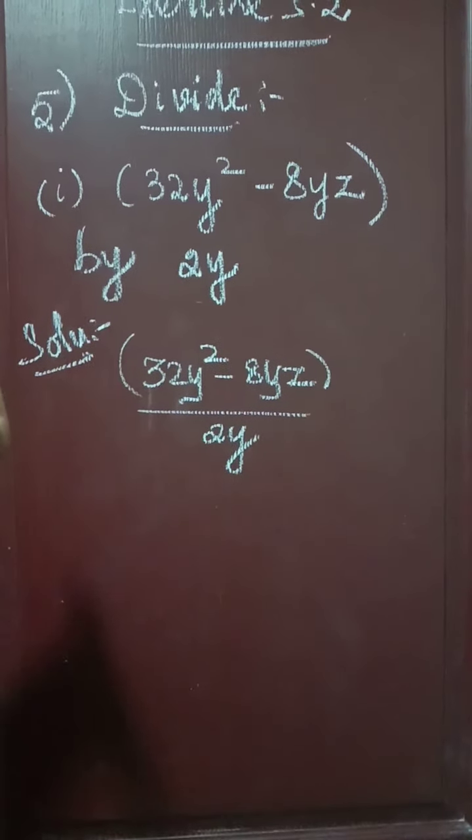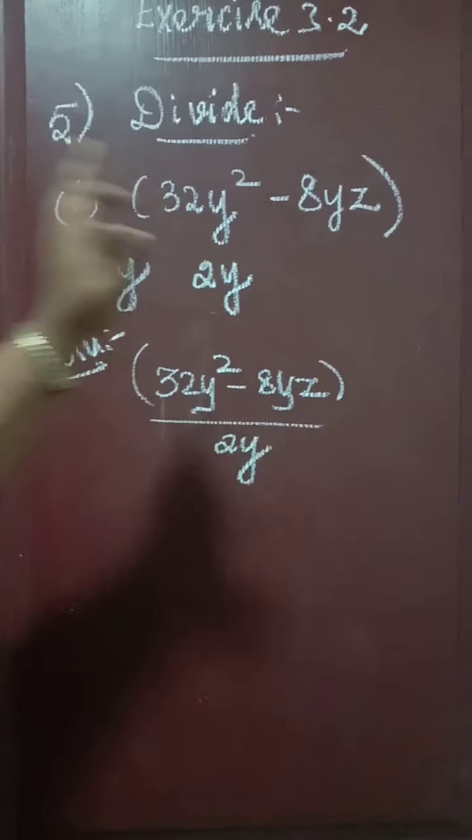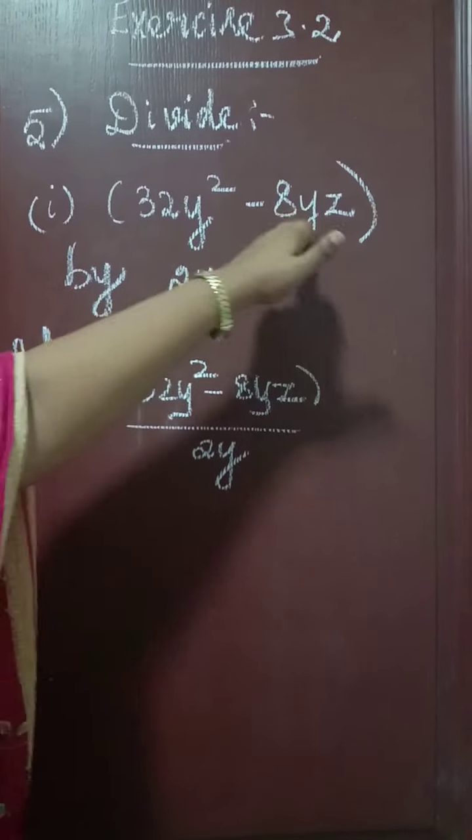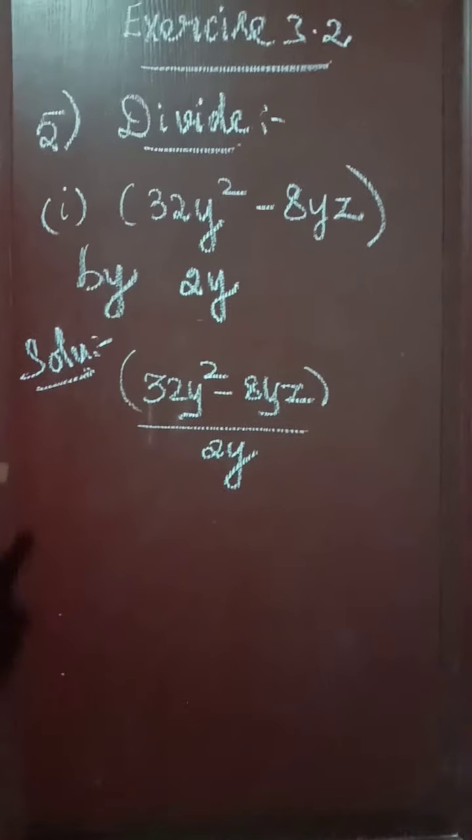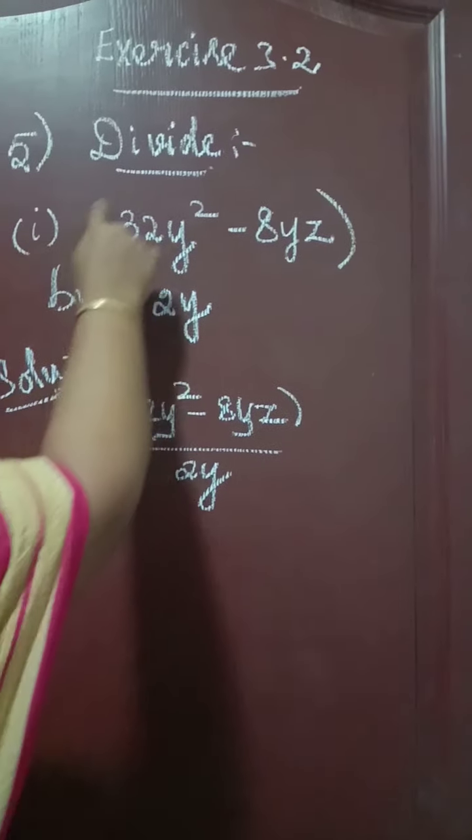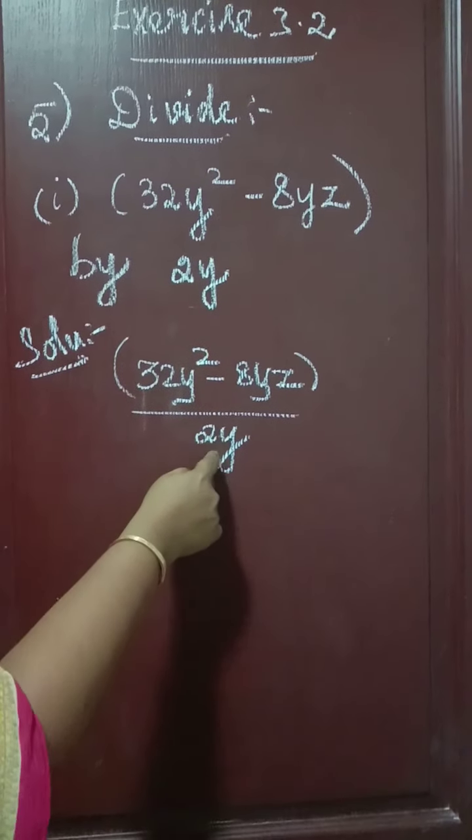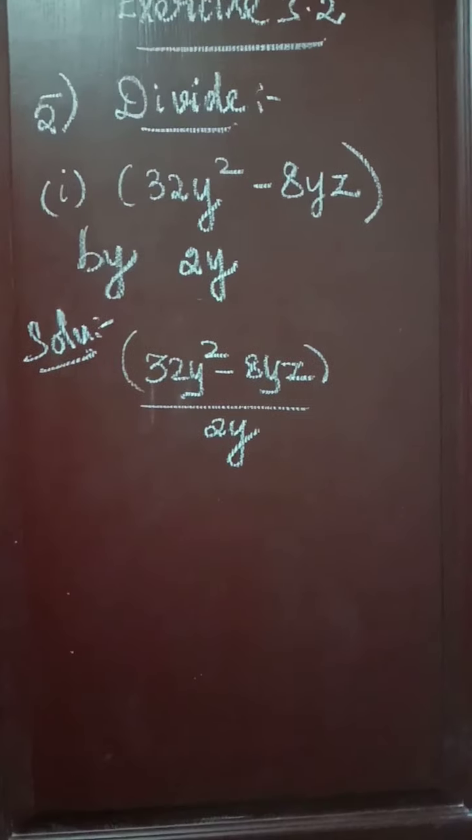binomial by monomial. We have to divide the binomial, two terms here: 32y square is one term, 8yz is another term. These two terms mean it is considered a binomial. Binomial by monomial. Listen, students. We are going to divide this by 2y. So 2y is the divisor, and this bracket is called the dividend.